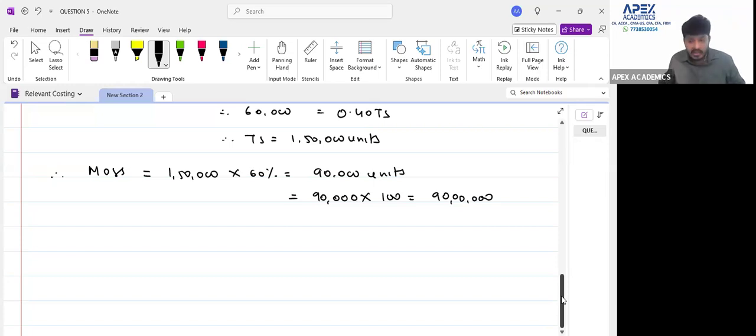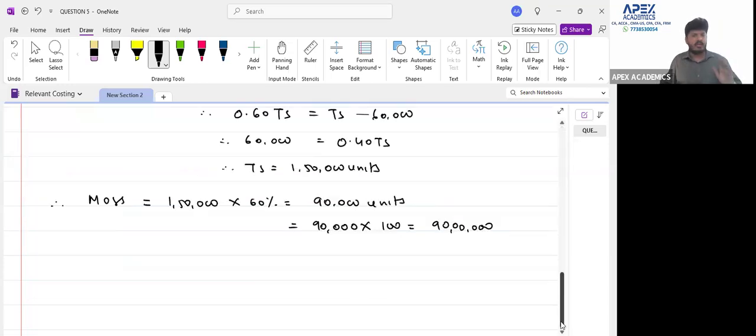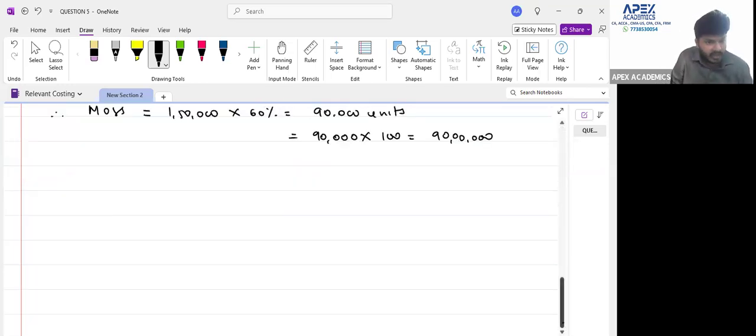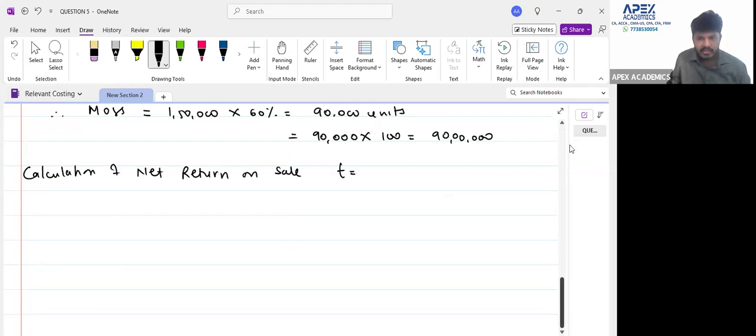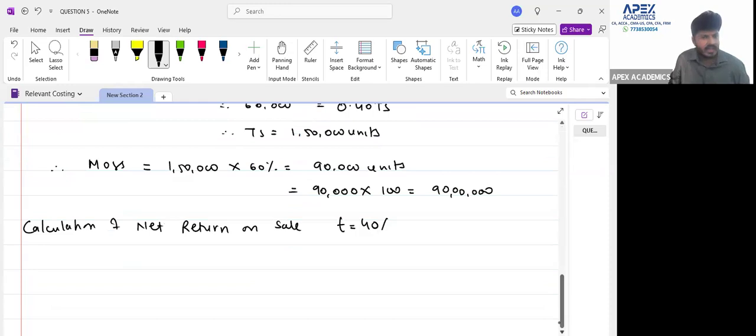Now, in the first question, what are they trying to ask us? They are asking us, if the fixed cost is so much, calculate the rate of net return on sales. Okay, fair enough. Net return on sales we have to calculate. Now what are we doing? We are calculating net return on sales. And over here, the tax percentage given in the question is how much? 40%. Okay, very easy, very simple.